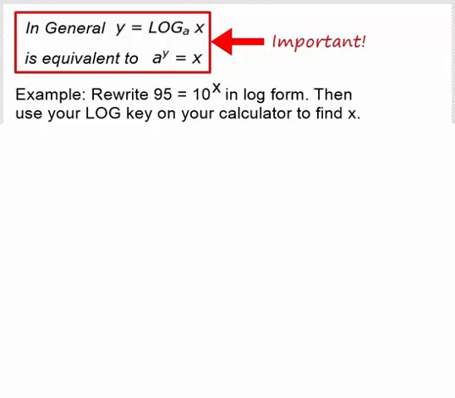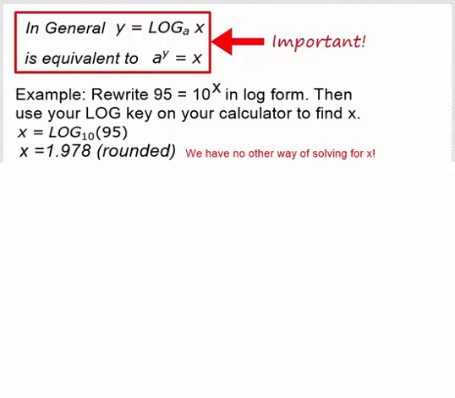And here's an example. Rewrite 95 equals 10 to the x in log form. Then use your log key on your calculator to find x. We rewrite this as x equals base 10 log of 95, and then we find the log of 95 on our calculator, and we get 1.978 rounded off, which is what you would expect because 10 squared is 100. You're going to have 10 to some power close to 2 that's going to equal 95. And we have no other way of solving for x other than using our log function.